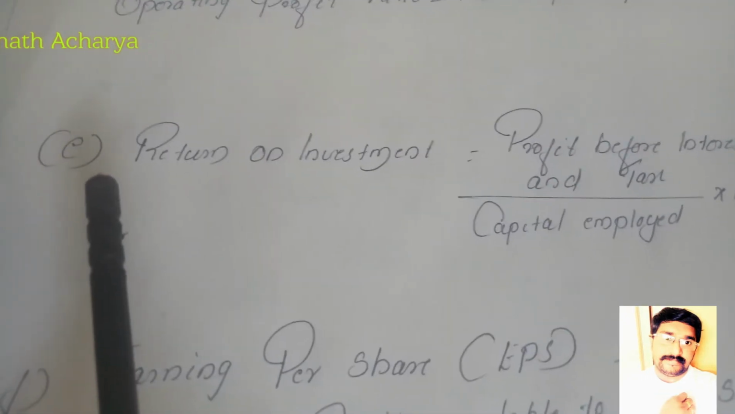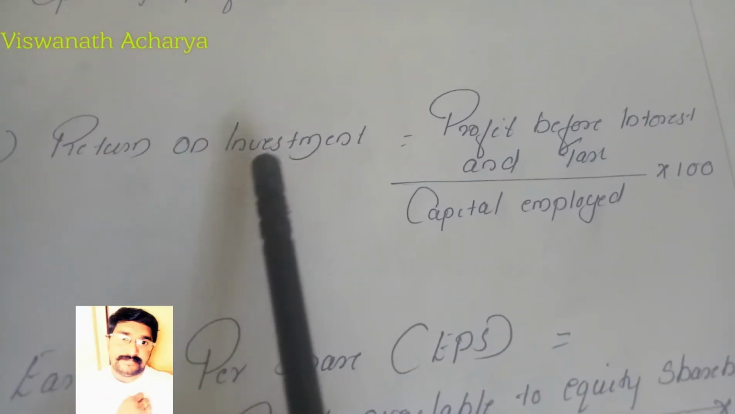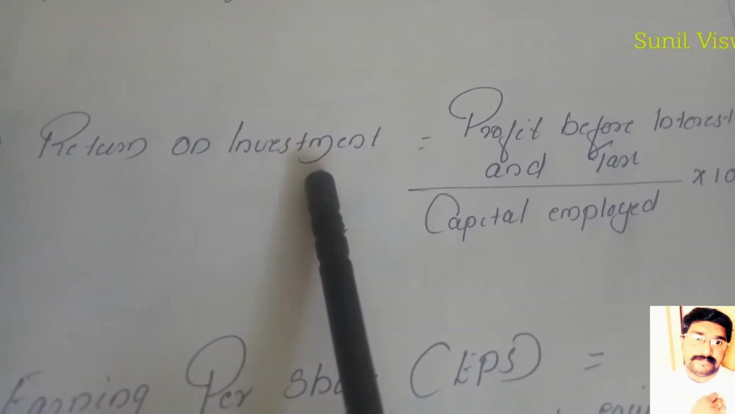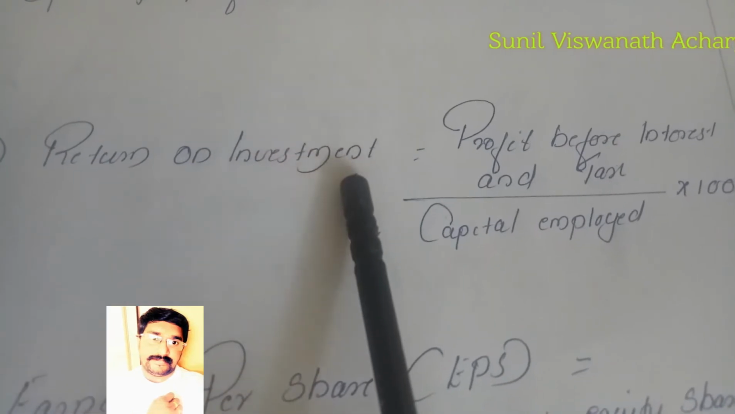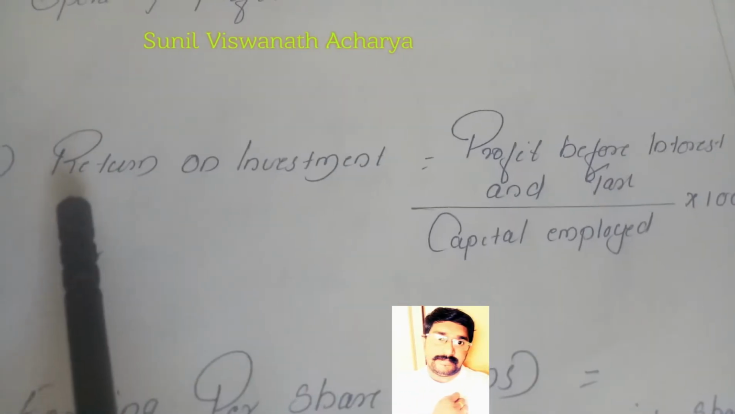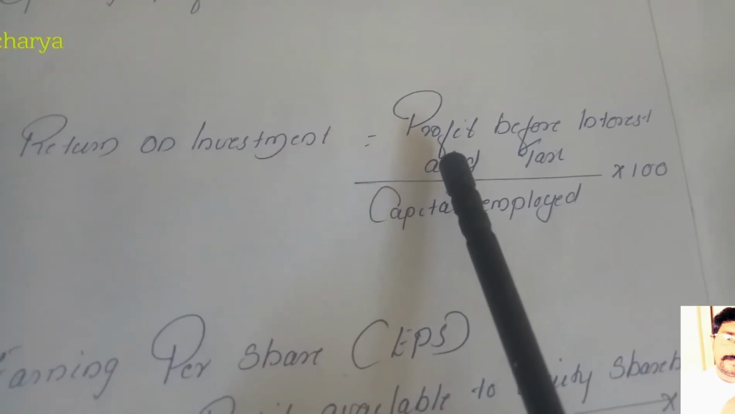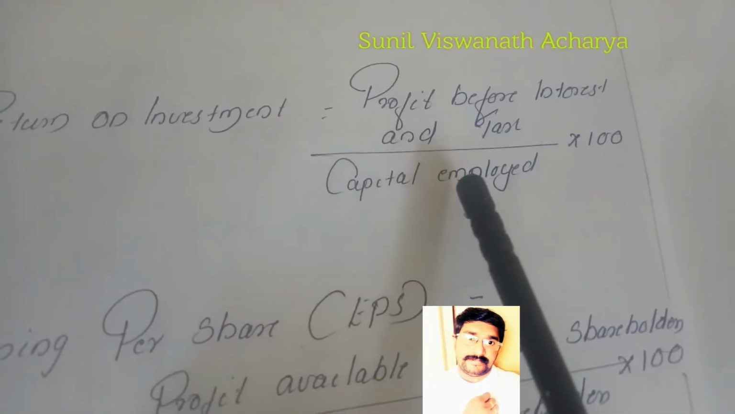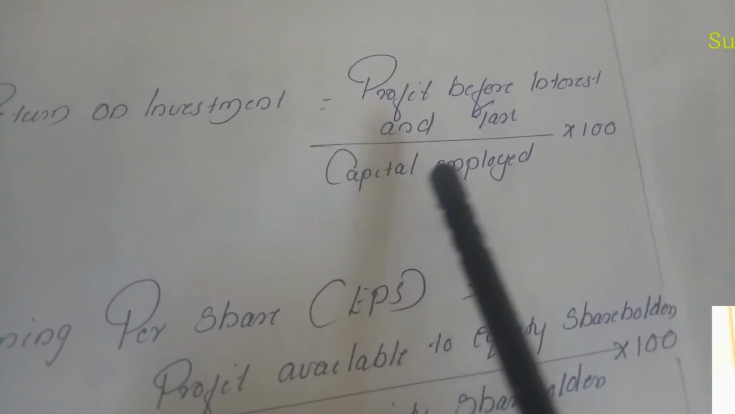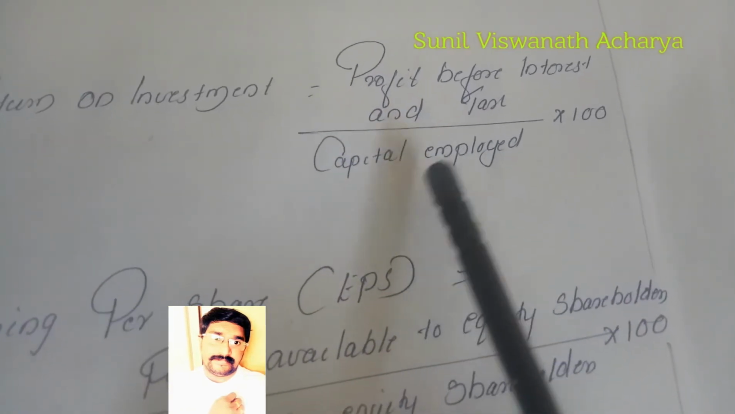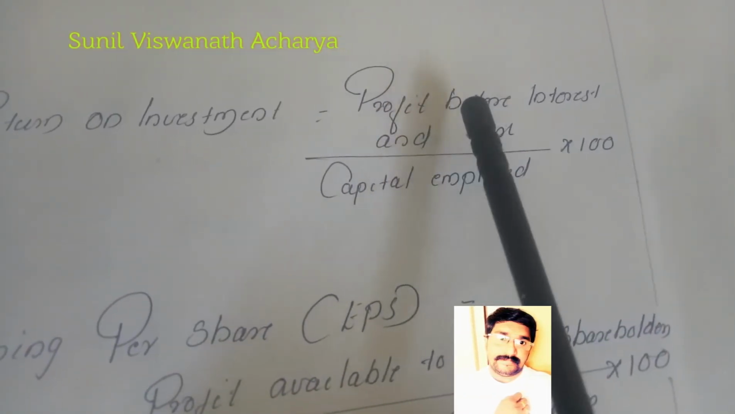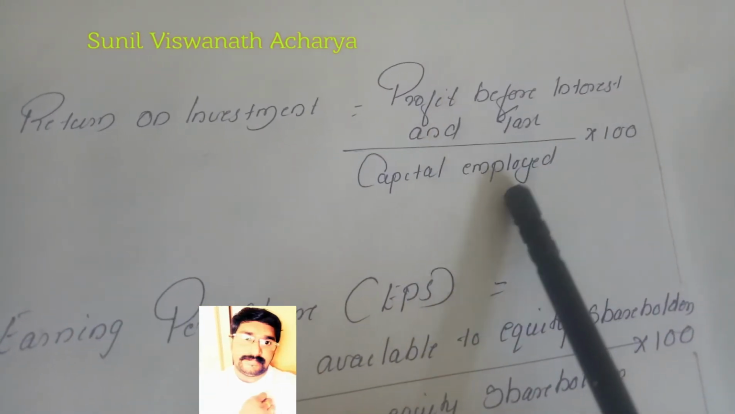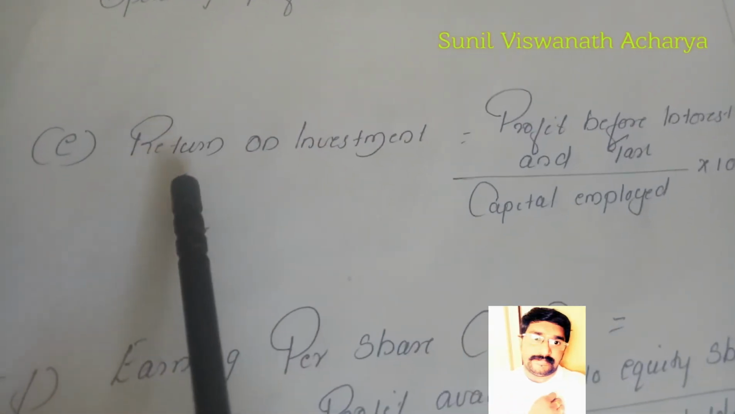The next profitability ratio is return on investment, or another name is return on capital employed. Its meaning is, if you invest this much money or capital employed, what is our return? So the equation is profit before interest and tax divided by capital employed. Sometimes we will use net assets, capital employed or net assets into 100. So profit before interest and tax divided by capital employed or net assets into 100, you will get return on investment.